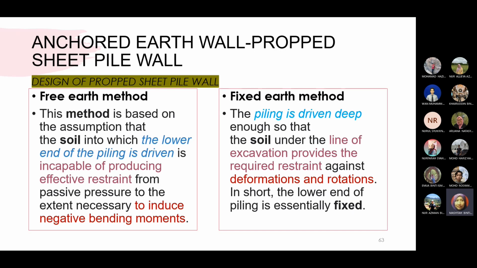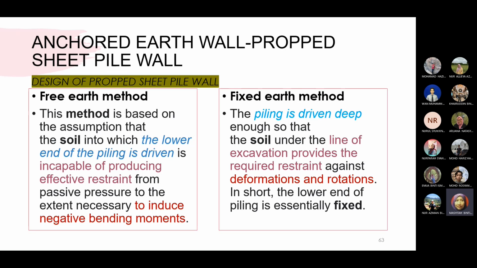So kalau kita tengok perbandingan antara free dan fixed earth method, first you can see to the mode of constructions lah. Satu dia through the driven pile. Satu lagi dia melalui excavations. So macam fixed earth, the piling is driven deep enough, so the soil under the line of this excavation provide the required restraint against deformation and rotations. Maksudnya in this part ni, the lower end of the piling is essentially fixed.